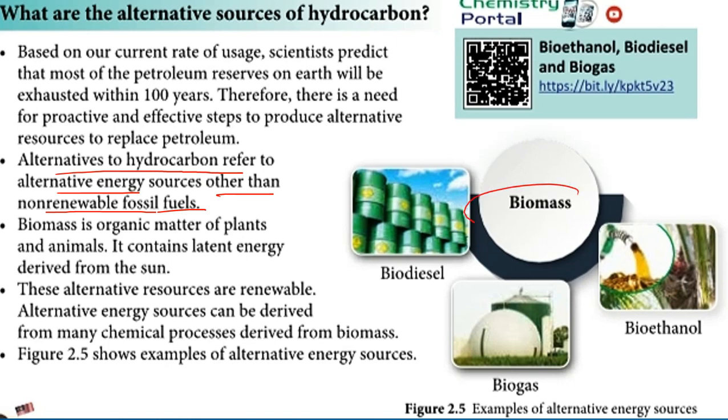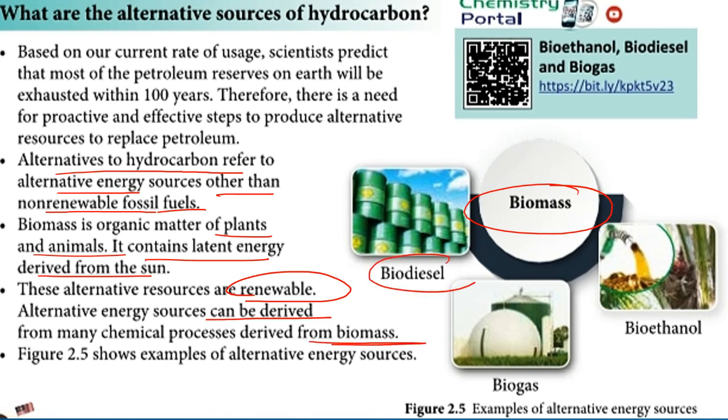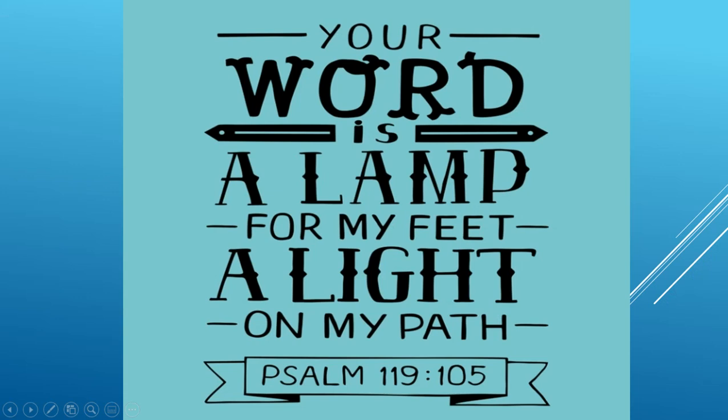So kita ada biomass di sini. Biomass is organic matter of plants and animals. So they contain latent energy derived from the sun. So these alternative resources are renewable, and alternative energy can be derived for many chemical processes from the biomass. Okay, for example here, biodiesel, biogas, and also bioethanol. Okay, that's all for today.